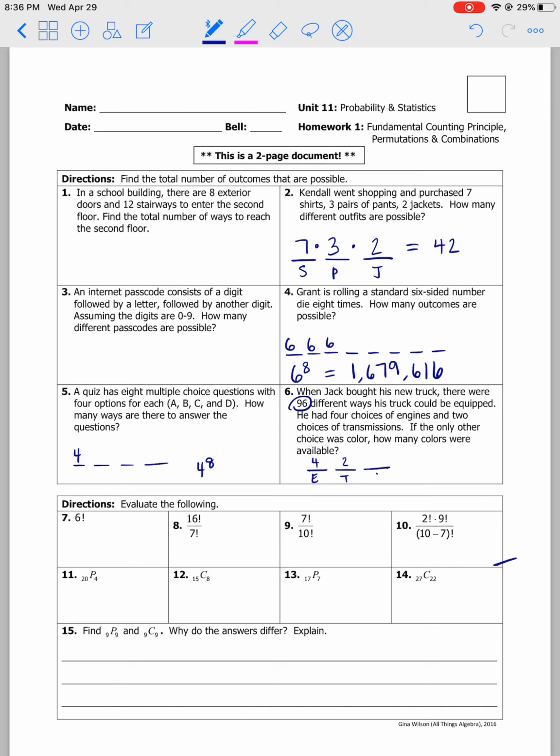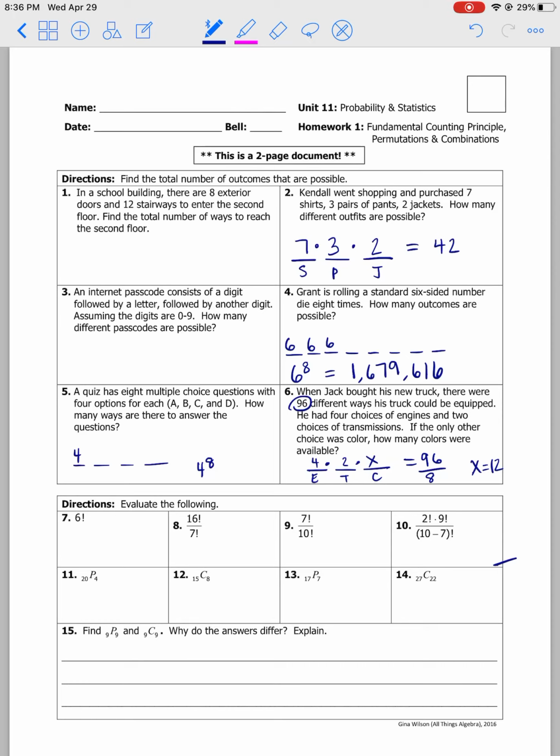Transmissions, and he has 2. And then colors, but we don't know how many colors there are. But we do know that in total, there's 96 different options. So this is just solving for x, right? 4 times 2 times x equals 96. So you're just dividing 96 by 4 times 2, or 8, and you are getting 12. So it can work in reverse as well.